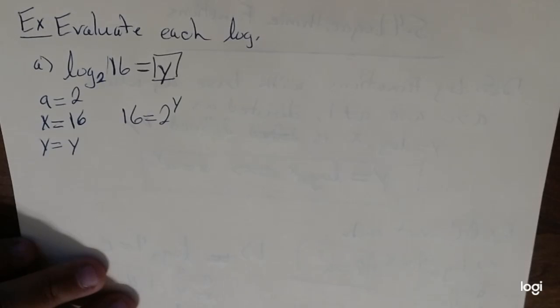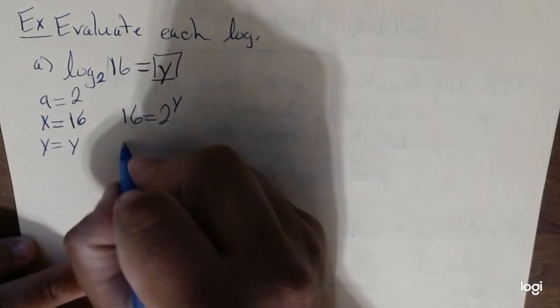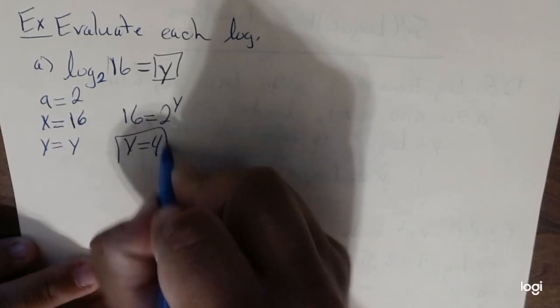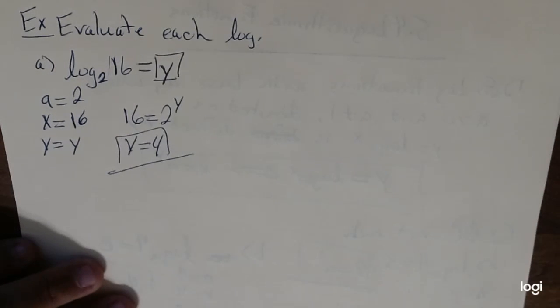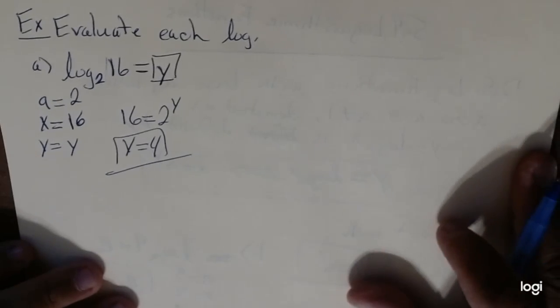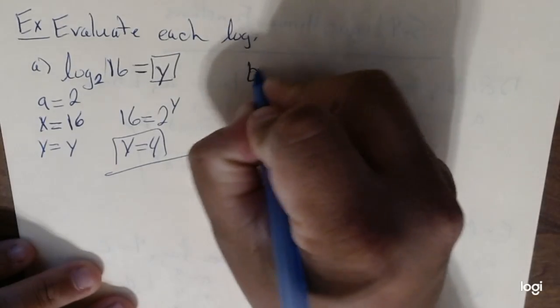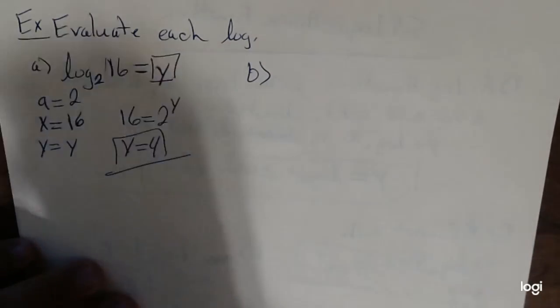Now it makes it much easier to solve for y because I've got to figure out, 2 to what power gives you 16? In this case, it's going to be 4. So therefore, y equals 4, and this whole thing evaluates to 4. And that's how we evaluate logs using that portion. We have to convert it to its exponential form first and then solve from there. It's usually not too bad once you do that. So let's try a couple more.